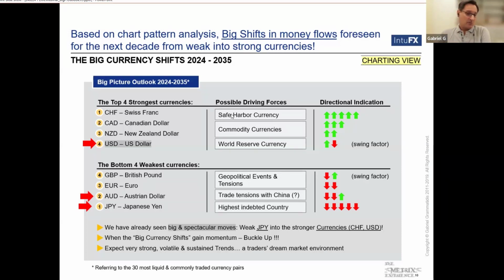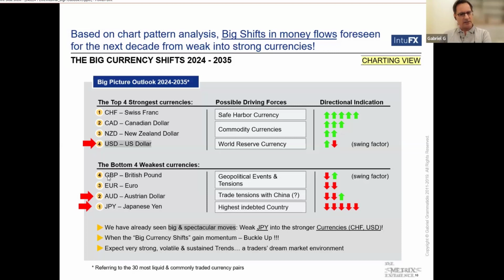Strongest currency. Well, then I was looking, okay, what type of currency is it? Well, it's a safe harbor currency. Interesting. Okay. Next one, very strong, is the Canadian dollar and the New Zealand dollar. Well, what are these? These are commodity currencies. Okay, interesting too, right? Then we've got the US dollar. It's still a bit of a swing factor. Over a couple of years it could actually get stronger, but over the next 10 to 12 years, it should actually weaken a lot based on a pattern. Well, what is the dollar? It's a world reserve currency, right?